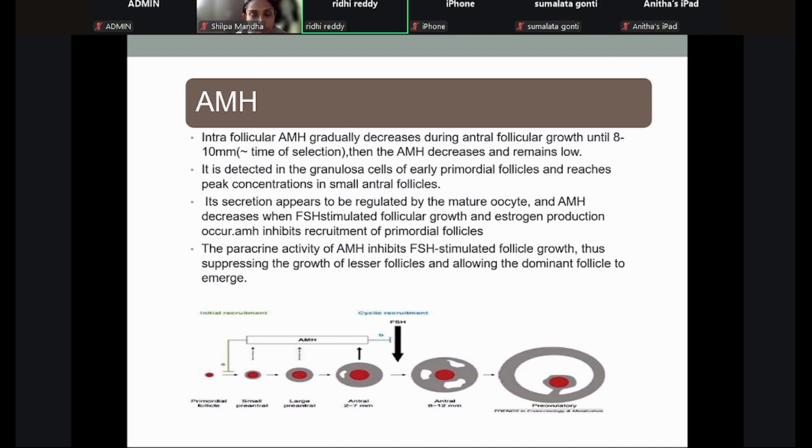So what does it do? Whenever the dominant follicle grows, AMH inhibits the recruitment of other primordial follicles. This paracrine activity of AMH inhibits FSH-stimulated growth of other follicles, thus suppressing the growth of lesser follicles and allowing the dominant follicle to emerge. Whereas in PCO, there are more primordial follicles, more AMH, so more inhibition will be there. So there will be no proper follicular growth.